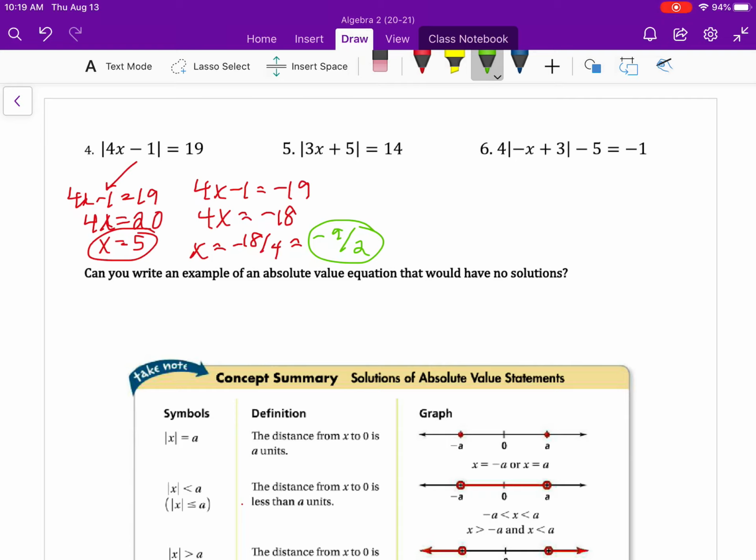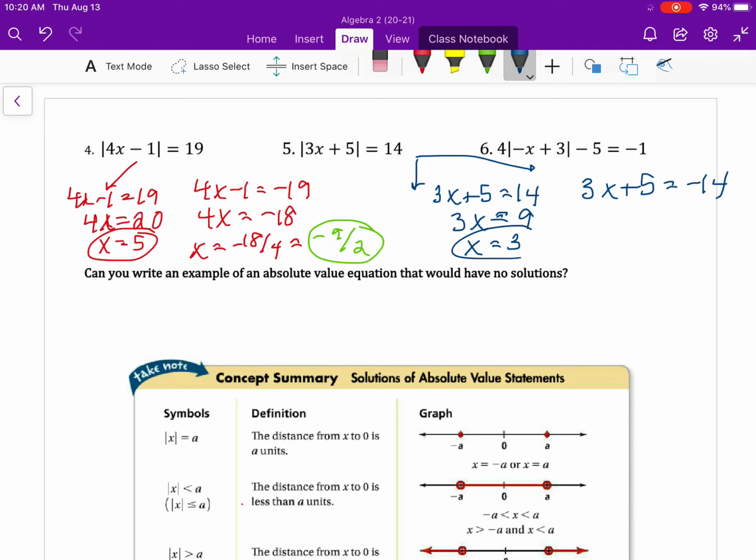All right, number 5. I'm going to check. It's already solved for. It doesn't have a negative number. So I'm going to split into two cases, okay? My first case is just 3x plus 5 equals 14. My second case is 3x plus 5 equals negative 14. So 3x equals 9, and x equals 3. 3x equals negative 19, so x equals negative 19 thirds. And again, check your answers.